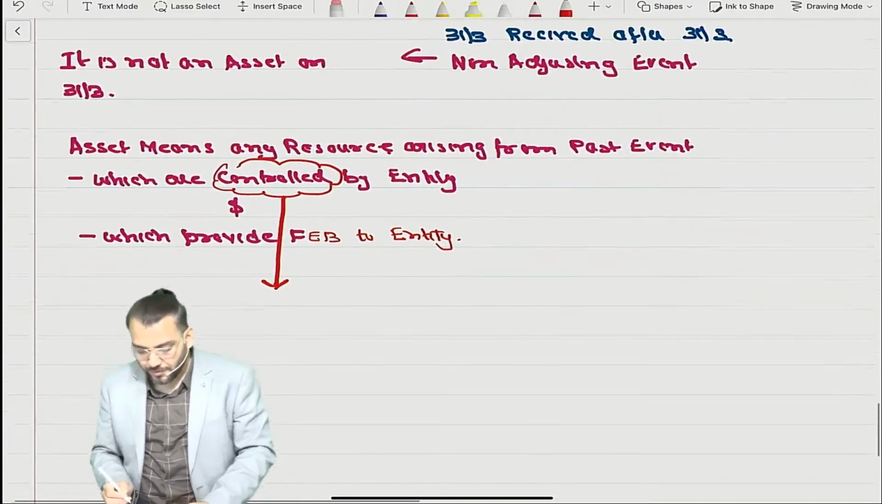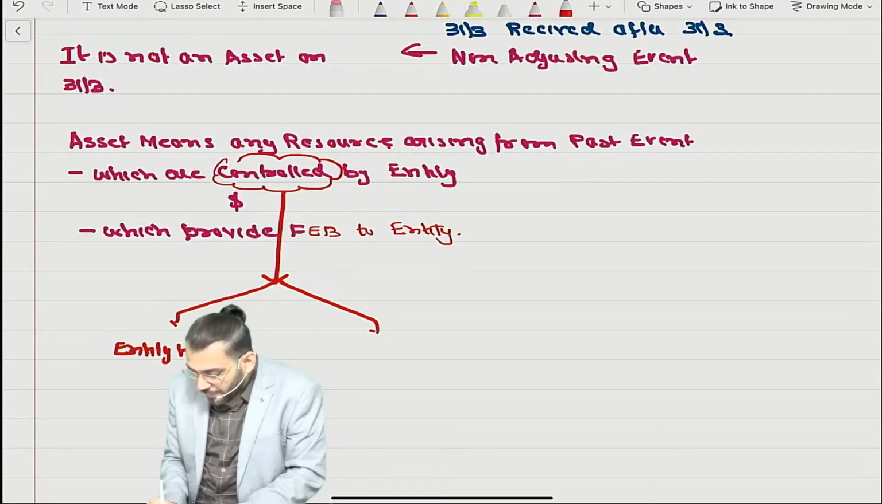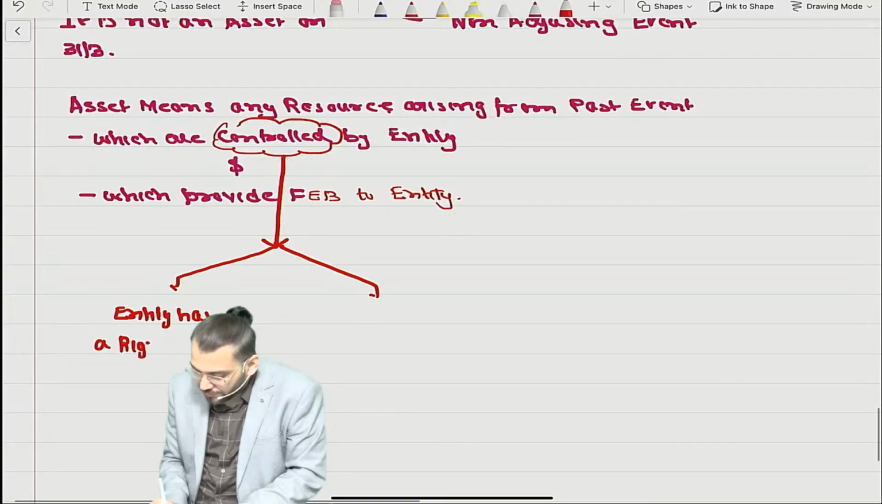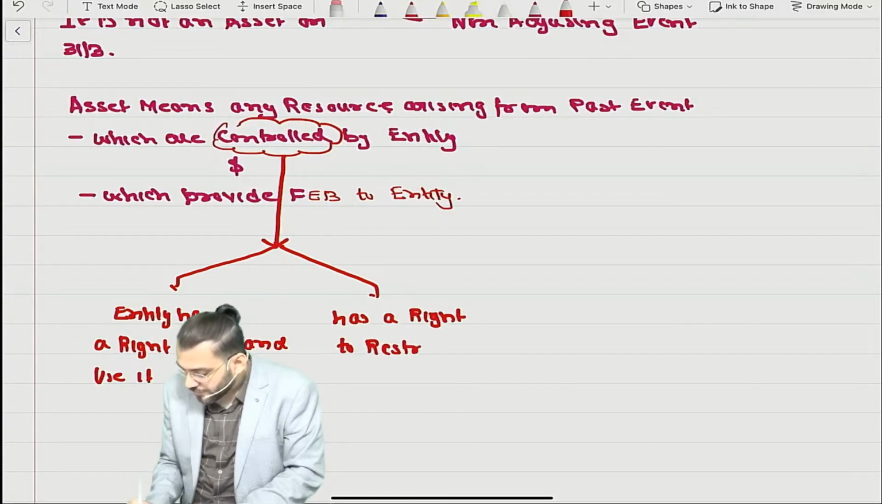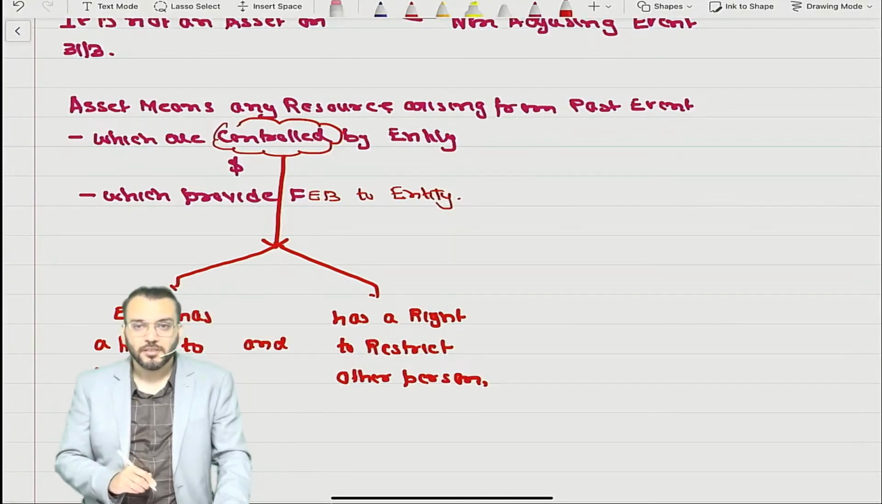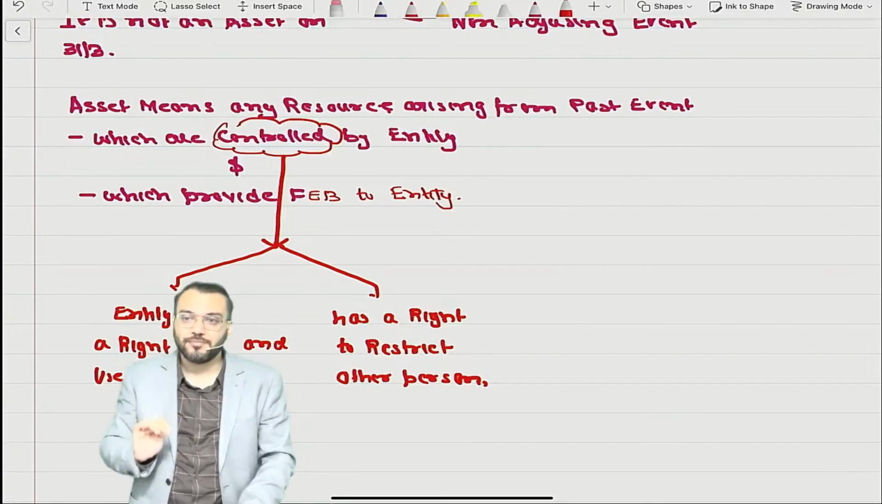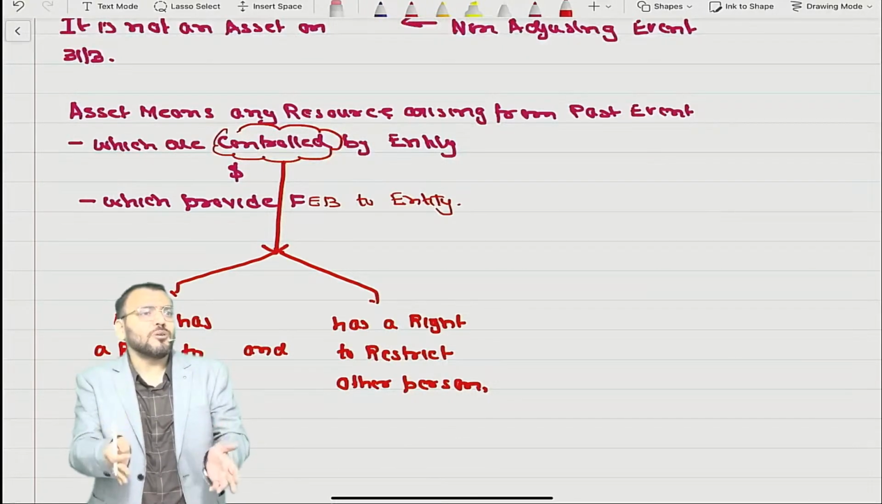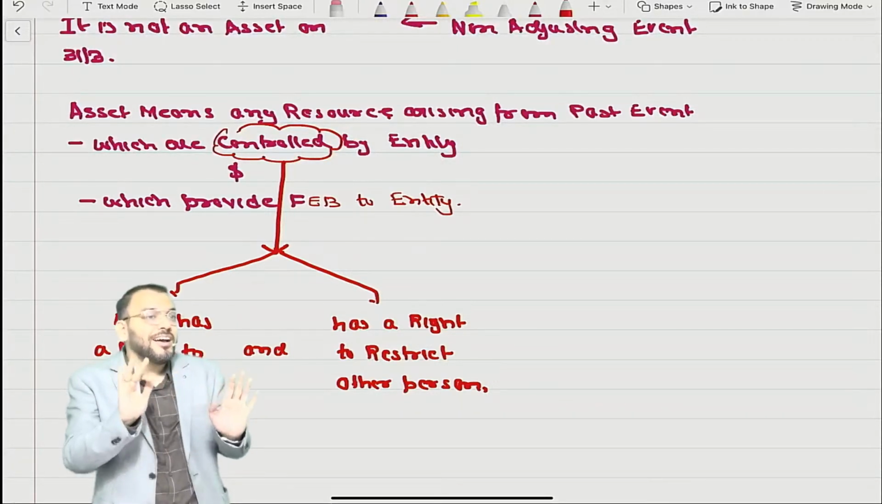What is the meaning of control? Control means the entity has a right to use it, and has a right to restrict other persons from using it. Understood? So if I can use it and I can restrict you from using that asset, it becomes my asset. Right now, on 31st March, the cheque was not under the control of the entity. Therefore they cannot use it. Therefore it is not an asset. The question of recognition will not arise and therefore it is not an adjusting event.